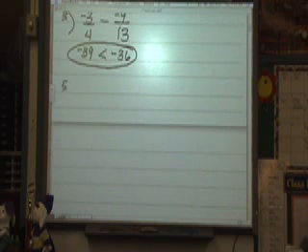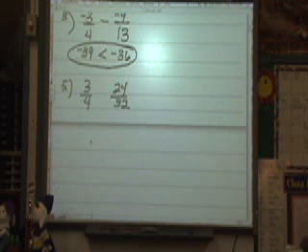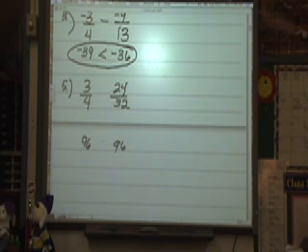Number 5, you have 3/4 and 24/32. Cross products. Or you could mentally simplify and see that they're going to be equal. Quickly in your head, 4 times 24 is 96. We shouldn't have to worry about that because we said it was equal already.